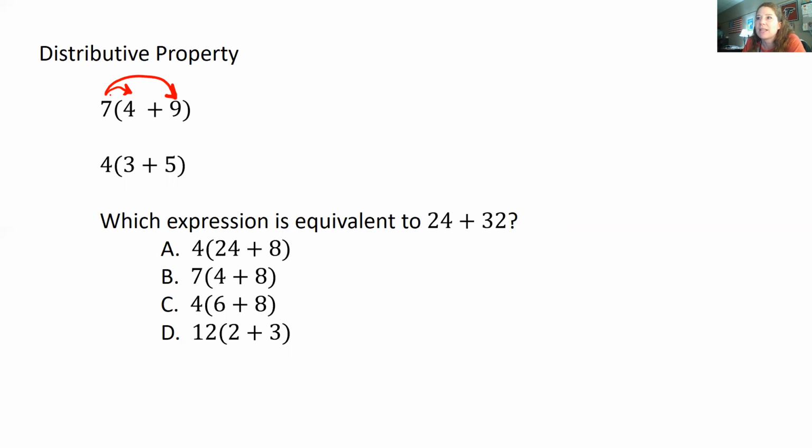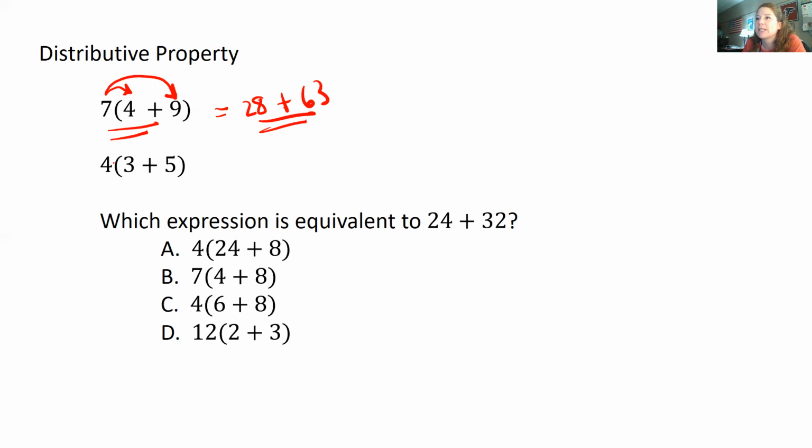But since I don't have an operation symbol, this is telling me I have to multiply everything in the parentheses by 7. So 7 times 4 is 28. And 7 times 9 is 63. So basically, I'm just showing you that this expression and this expression are equal. They're both equal to, what would that be, 91?